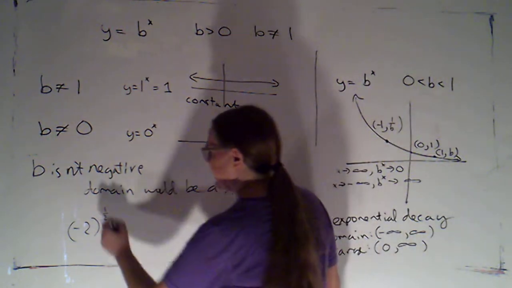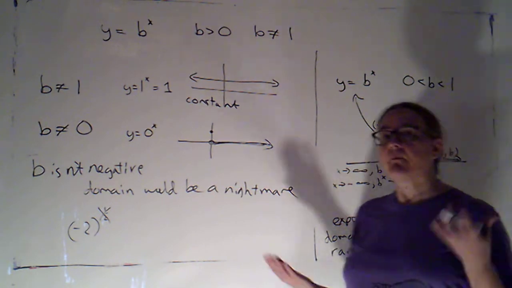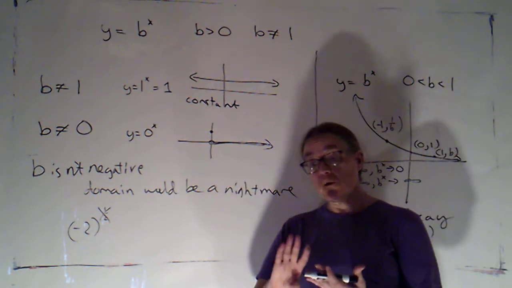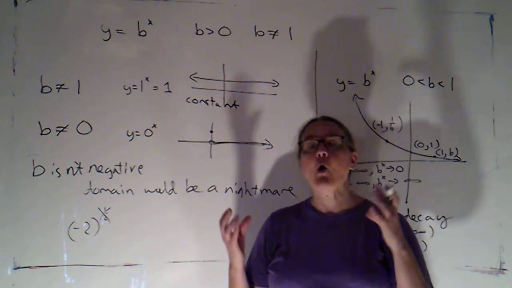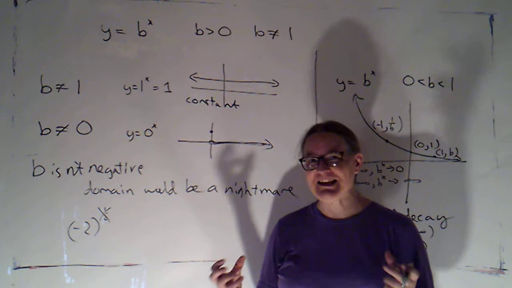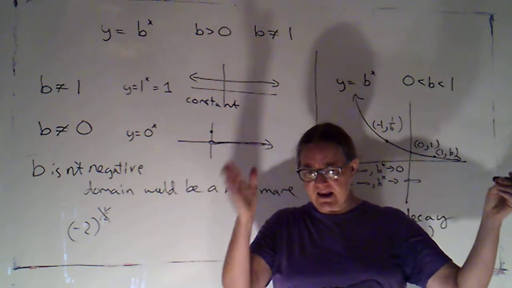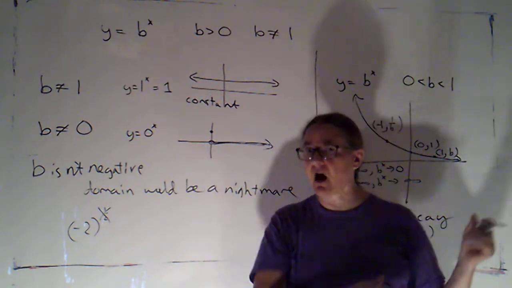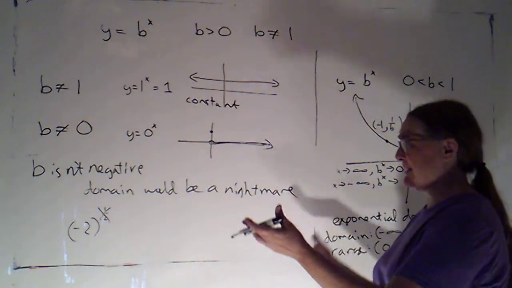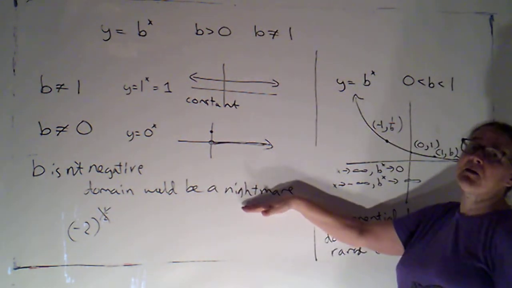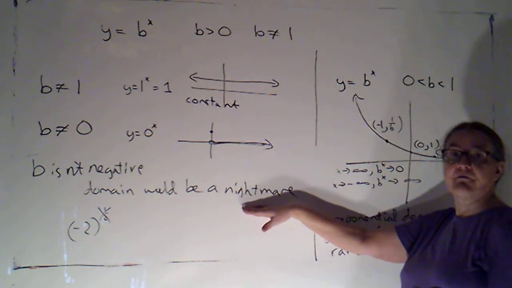So I can't take a negative base to the 1/2 power, but I also can't take it to the 1/4 power, or the 3/2 power, or the 1/8 power, or the 3/8, or the 5/8, or any fraction with an even denominator. So if you imagine taking your number line and removing every fraction with an even denominator from it, you've got infinitely many gaps, you've got infinitely many points left, but as I mentioned, the domain would simply be a nightmare. So we simply don't work with negative bases.